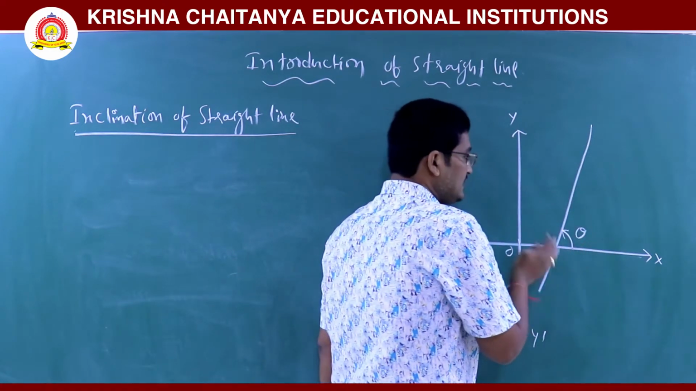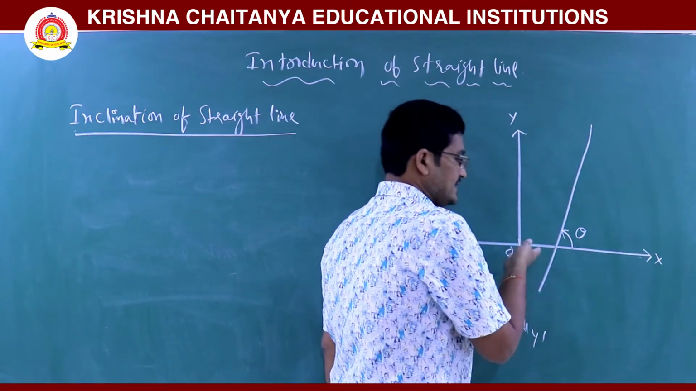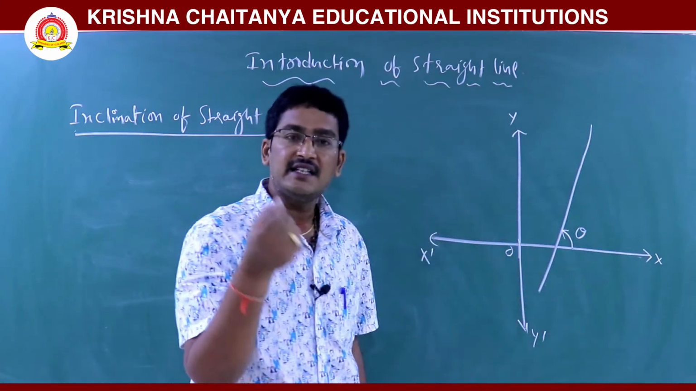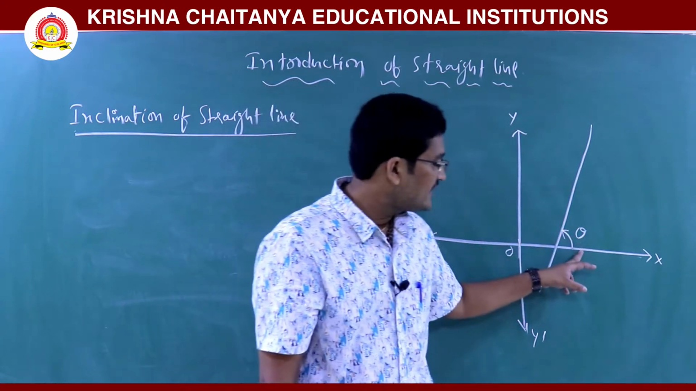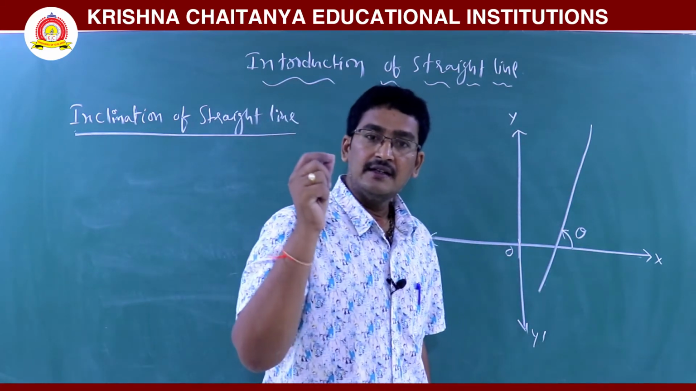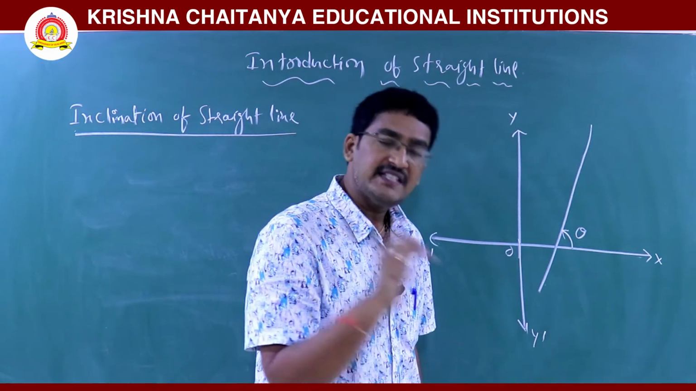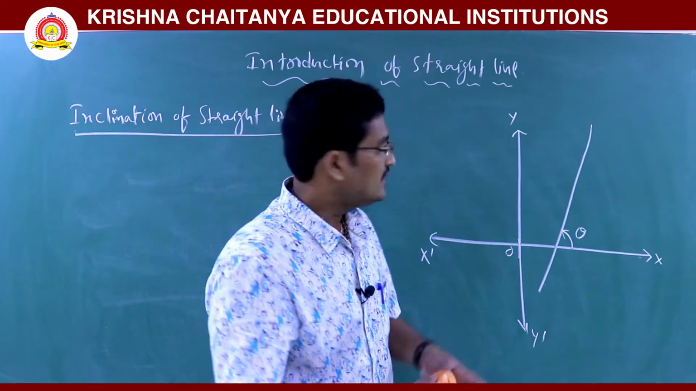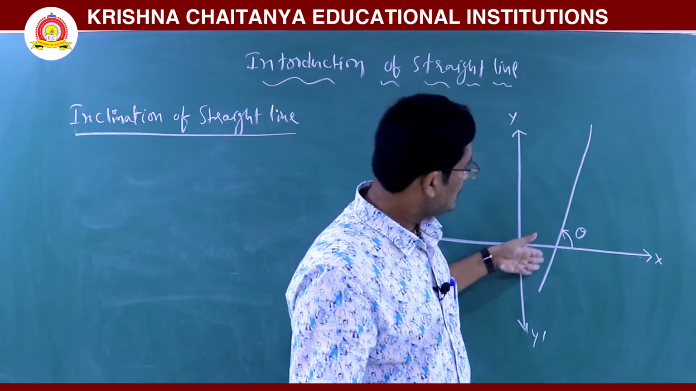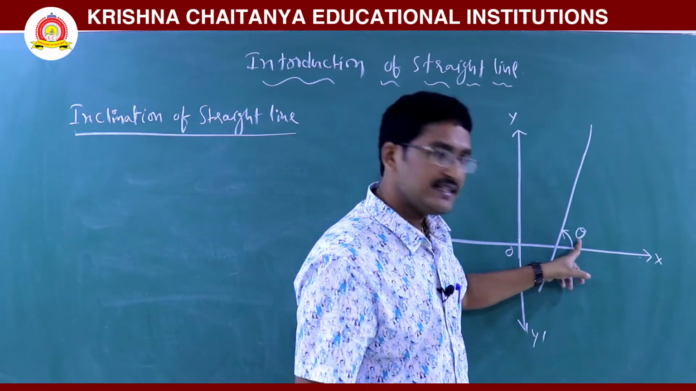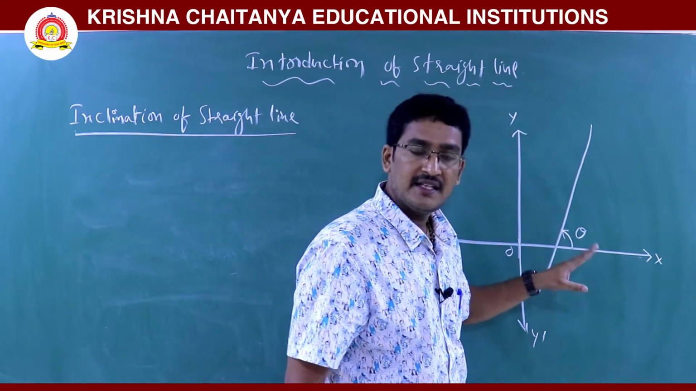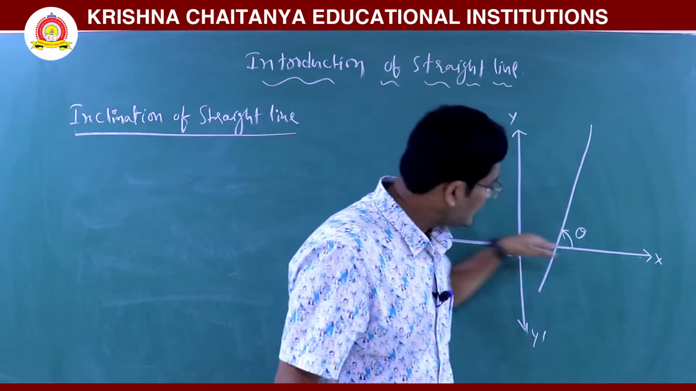So in this way, what is the inclination of x-axis? To get the inclination of x-axis, you have to find the angle made by the x-axis with the x-axis. What is the inclination of this line? You have to find the angle made by this line with the positive direction of x-axis. That is the inclination. Now I am asking, what is the inclination of x-axis?